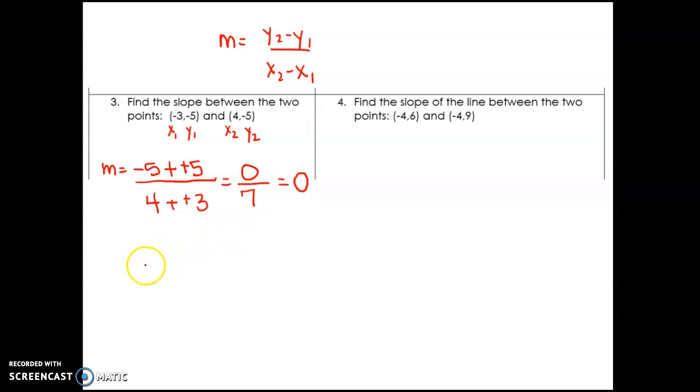So what's a 0 slope look like? Well, that's a horizontal line, right? Because if Slope Dude was skiing on this, he would go absolutely nowhere.